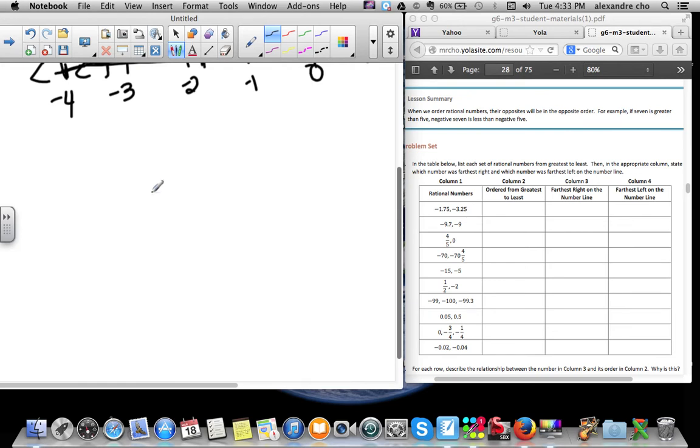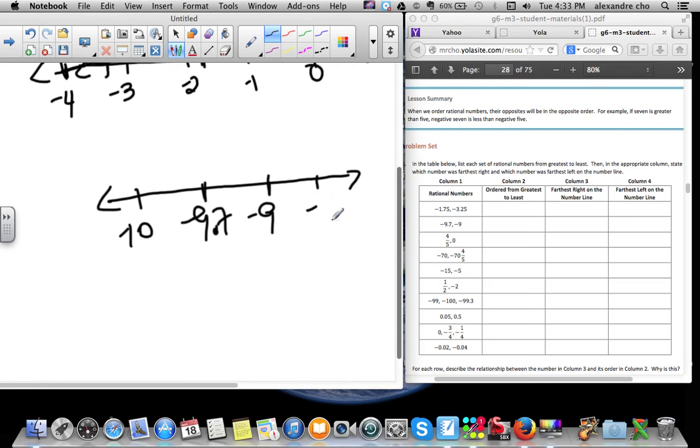Okay, I'll do number lines for a few of these. On the number line, negative 9 will be here, and negative 9.7 will be here. This would be negative 10, and this is negative 8. So here are my two numbers. I'll put an X here and an X here. The greatest number between these two is this one because it's on the right, and the smaller number is this one because it's on the left. And that answers questions in columns 3 and 4.